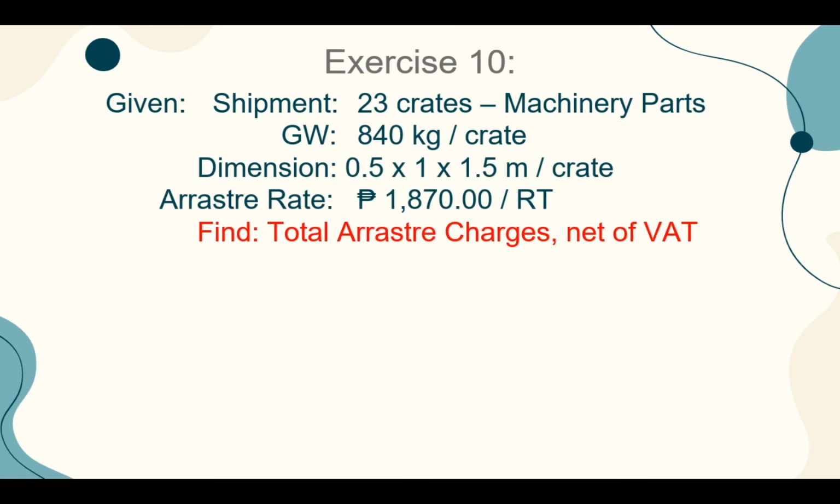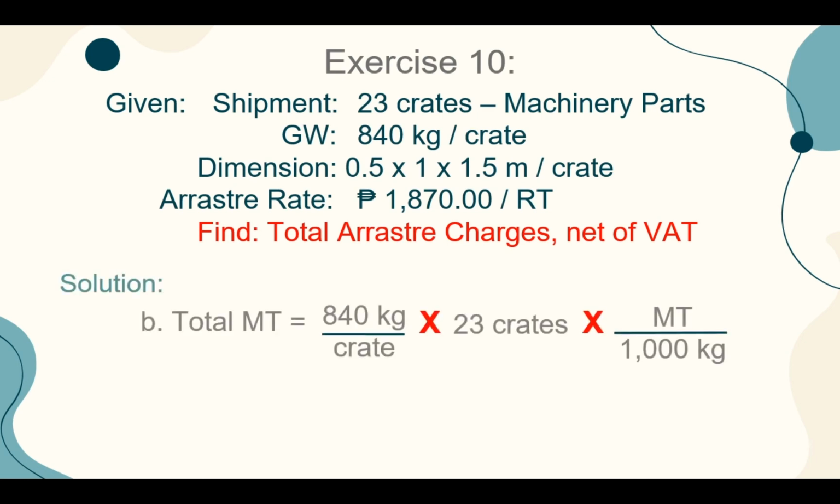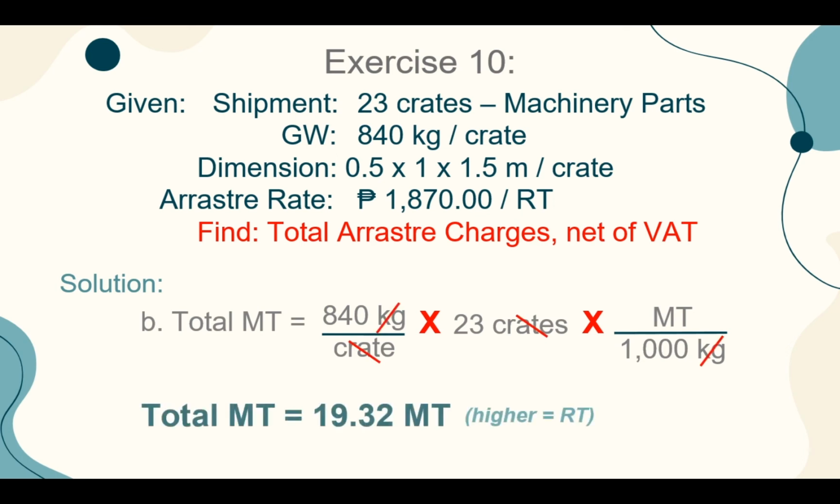So, next, total metric ton naman. 840 kilograms yung gross weight natin per crate multiplied by ilang crates ba? 23 crates. Multiplied by 1,000 kilograms per metric ton. So, cancel same units. And then, the answer is 19.32 metric ton. So, ano ba yung mas higher? Yung kanina o yung ito? Diba ito?